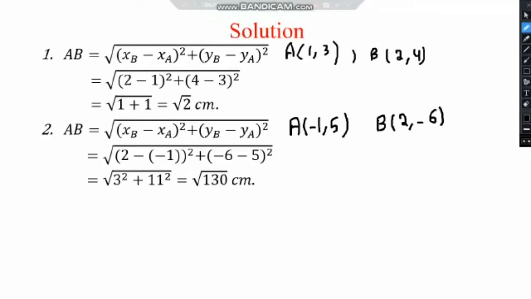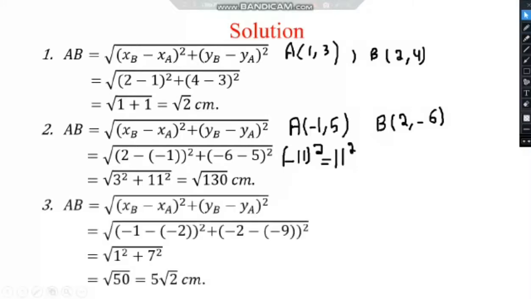Here we have 2 plus 1, all of it squared, 3 squared. However, minus 6 minus 5, it's minus 11, all of it squared. But remember that the square eliminates the minus, so it will be 11 squared. 3 squared plus 11 squared is 130. Radical 130 can't be simplified.